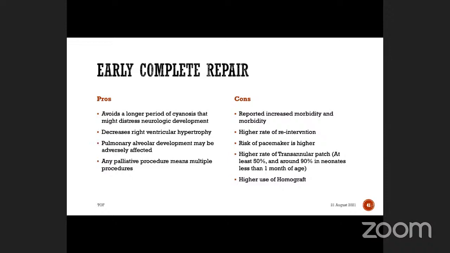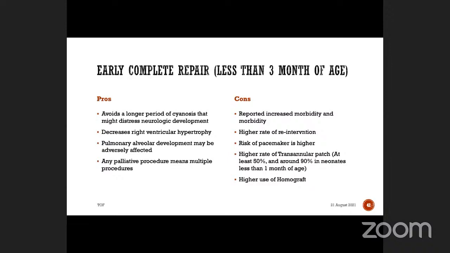So the pros are to avoid longer periods of cyanosis that might cause neurological deficits, decreased right ventricular hypertrophy, and pulmonary alveolar development can be adversely affected by prolonged cyanosis, and any palliative procedure may mean multiple procedures. The cons are reported increased morbidity and mortality, higher rate of reintervention, significantly higher risk of pacemaker, and a higher rate of transannular patch, at least 50%, and around 90% in neonates less than 1 month, and higher use of homografts.